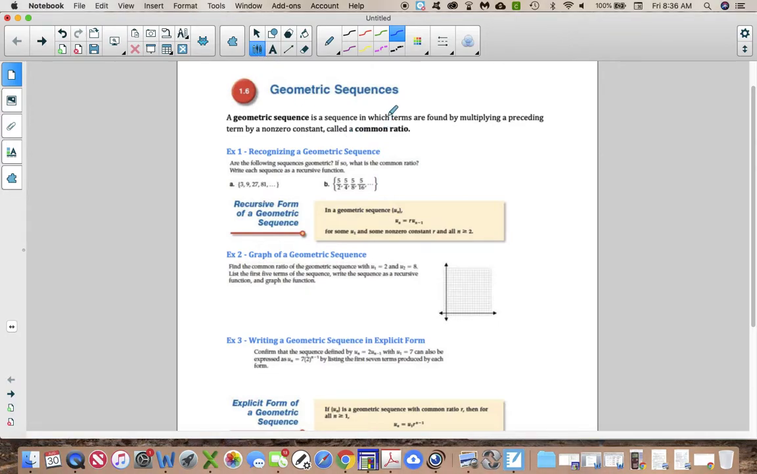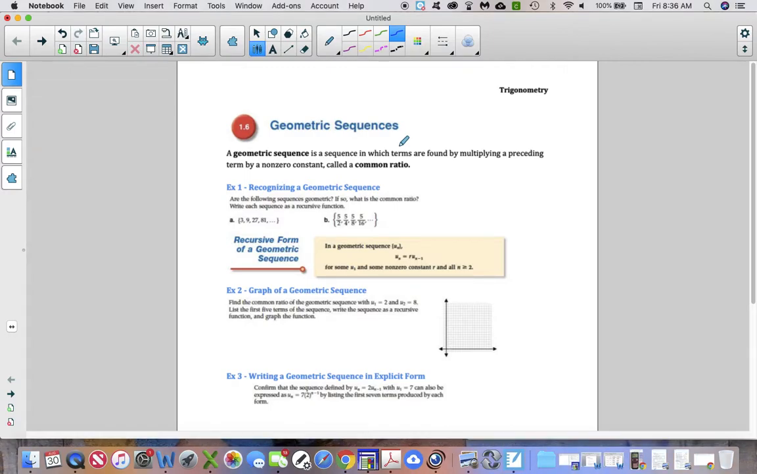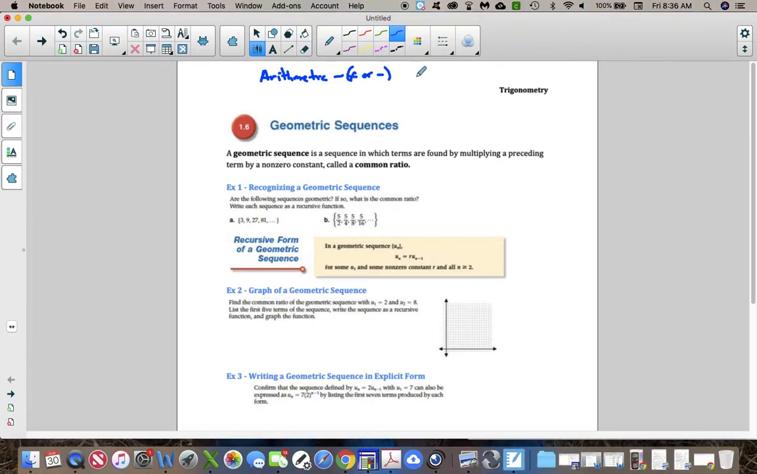So geometric sequences, I'm going to add to the top of this page. Like arithmetic. Let's talk about arithmetic for just a second. Arithmetic was plus or minus. You're adding or subtracting something each time, and those are linear functions. So if you graph them, they look like a straight line because you're going up or down by a certain number each time. That's supposed to be a plus sign. It kind of looks like a little F, but whatever.